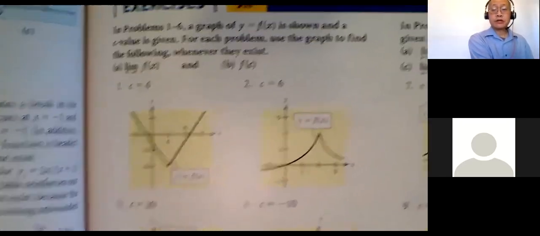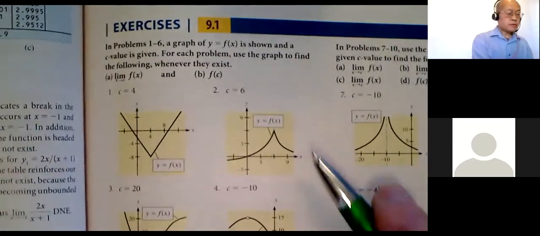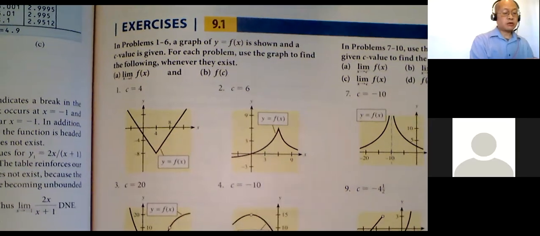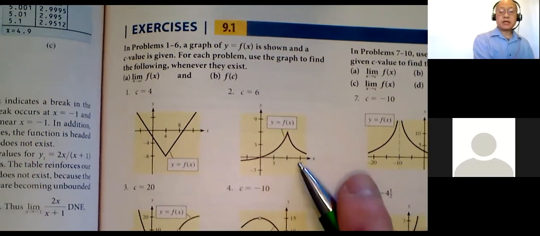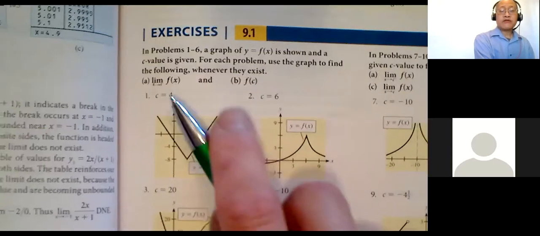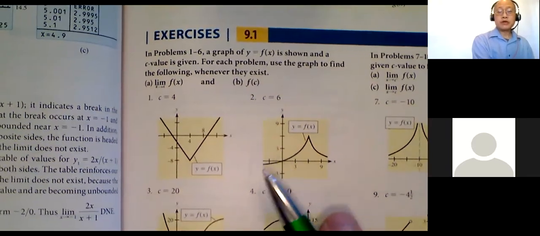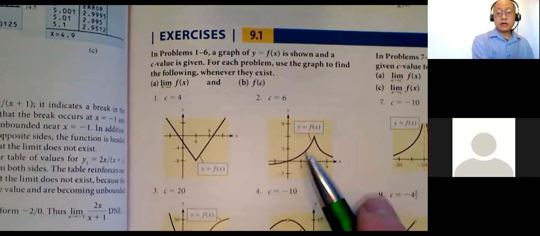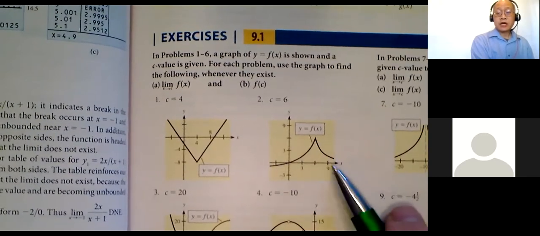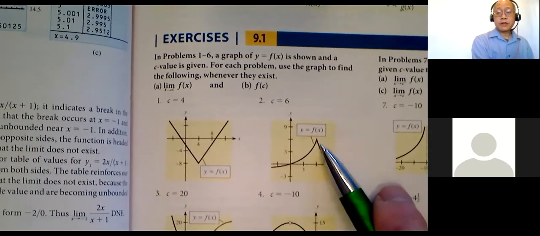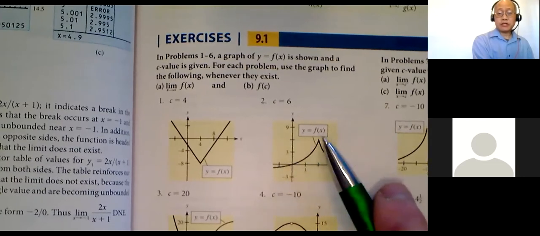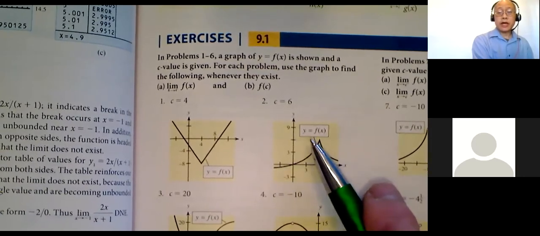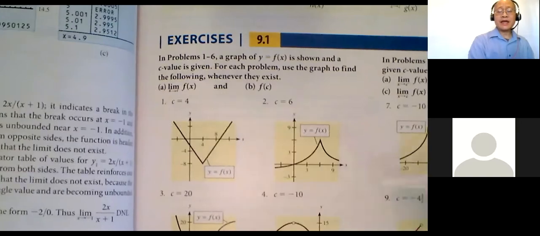Okay, so number 2, C equals 6. Here's 6, 3, 6, 9. When I get very close to 6 on both the left side and the right side, here I'm coming on the left side, here I'm coming on the right side, the y values are up around 6 also. So the answer to 2A is 6.